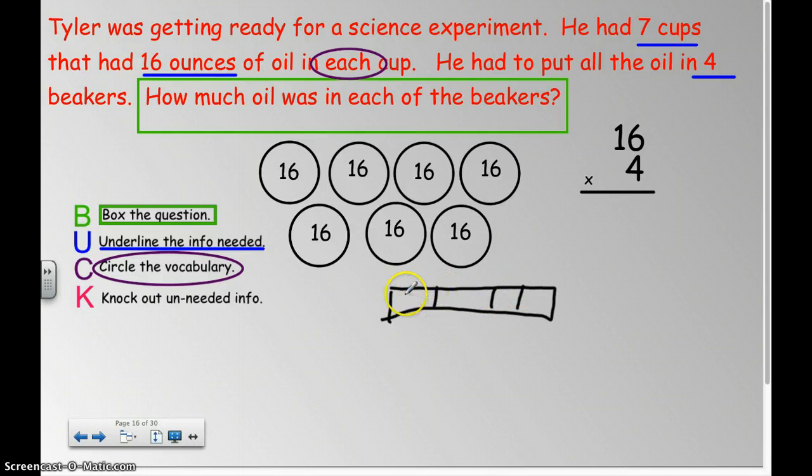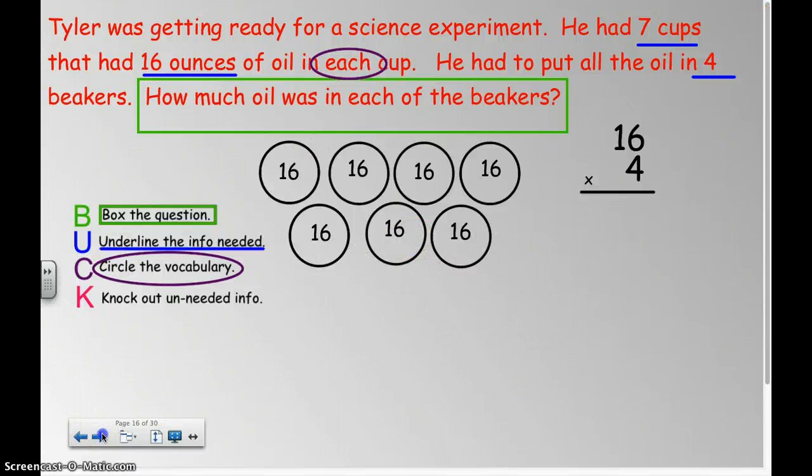So I'm going to put 16 in each one of these because, sorry, I need more layers in my strip diagram. And I'm going to skip on to the next slide.